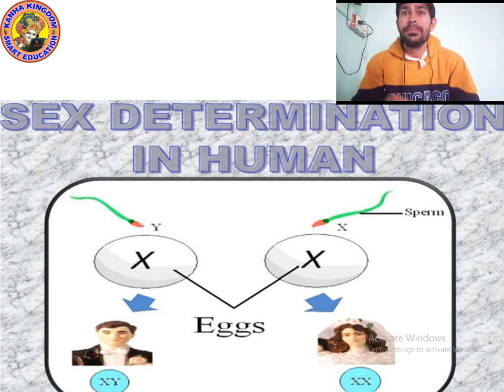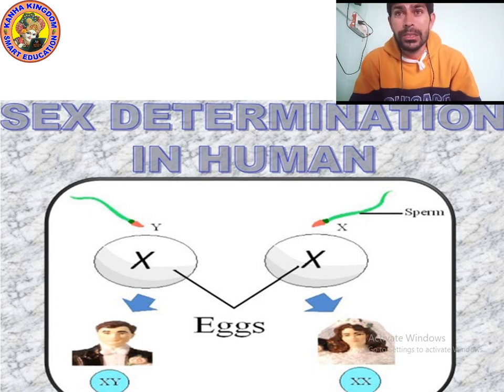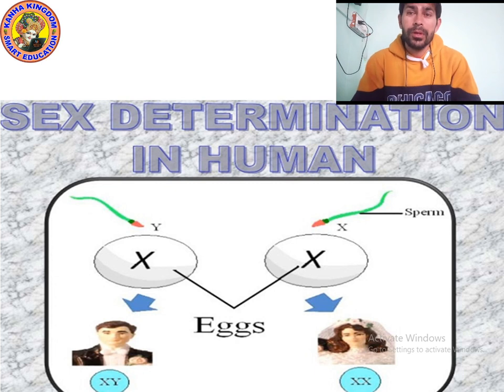Menarche means the first menstrual flow, which begins at puberty. At 45 to 50 years of age, the menstrual cycle stops. And what is menopause? Menopause means stoppage of menstruation. Initially, the menstrual cycle may be irregular. It takes some time to become regular.